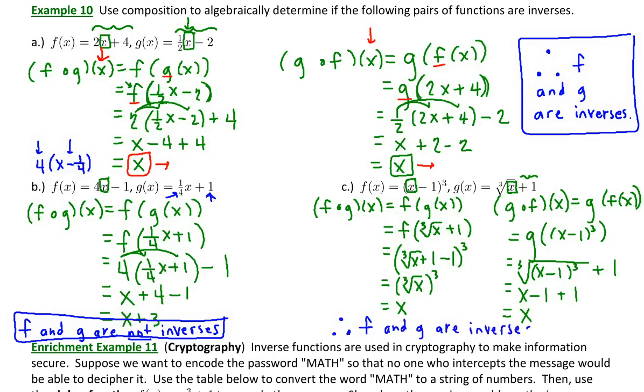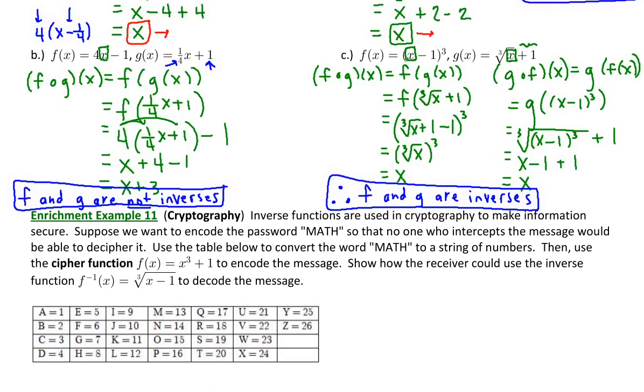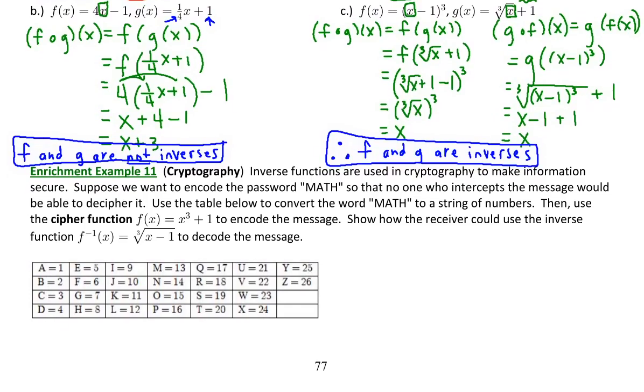So if we were to graph f and g, we would see that they are perfect reflections of each other across that line, y equals x. So this is an interesting concept, and you may be wondering, what's the point of inverse functions? Who cares, right? So here's an interesting application of inverse functions to cryptography.